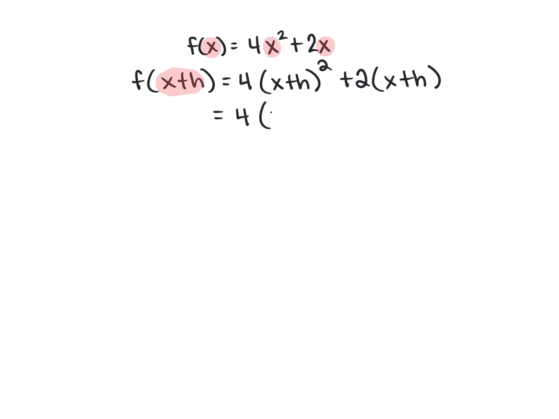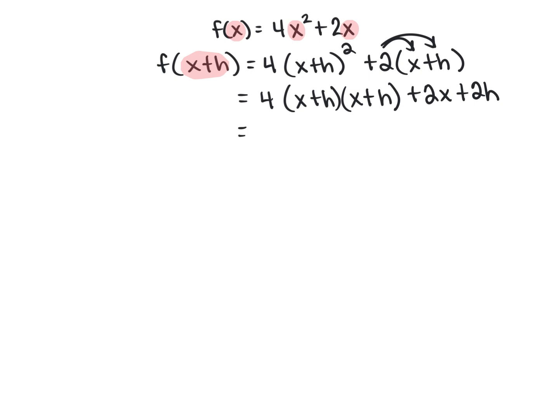So when I have a quantity that's squared, we have to write that down twice and box it or FOIL it, whichever way you understand. And then we are going to distribute this 2. So I have plus 2x plus 2h.